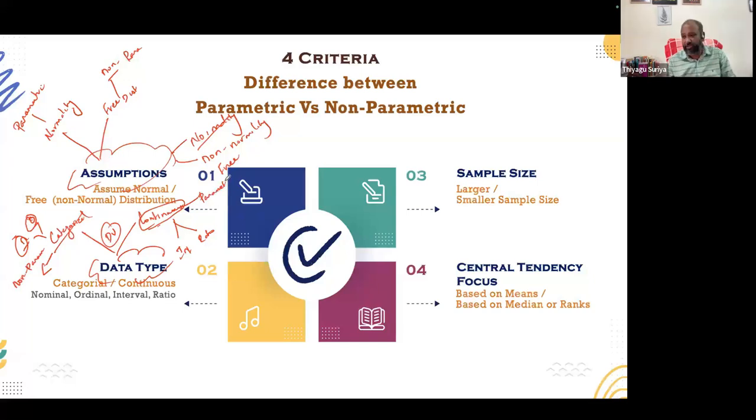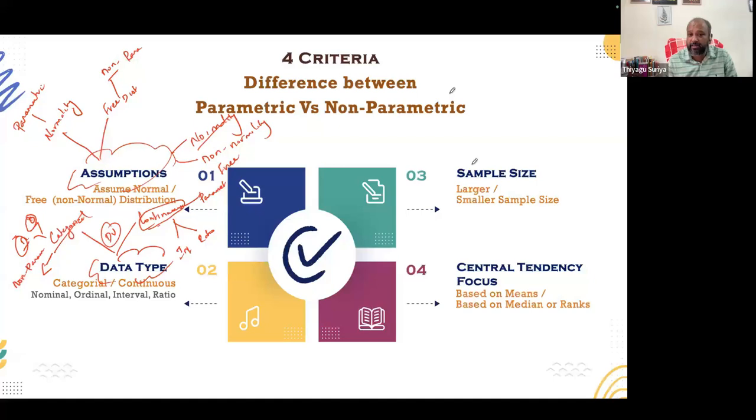So hope you get the second condition. The second condition to decide parametric or non-parametric is the data type. We have two kinds of data type basically. Talking about the general aspects, one is called categorical, the other is called continuous. In the case of categorical, we have nominal and ordinal. If it is a nominal or ordinal variable, go with the non-parametric. If it is interval or ratio, it may be continuous, then you can go with the parametric.